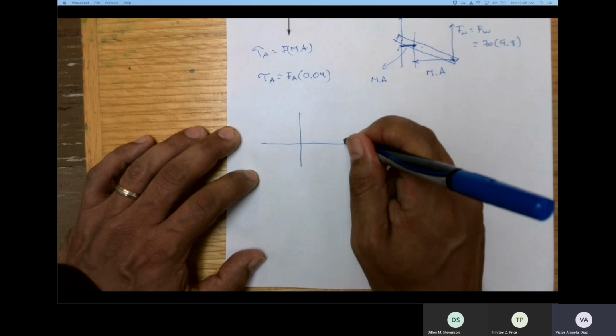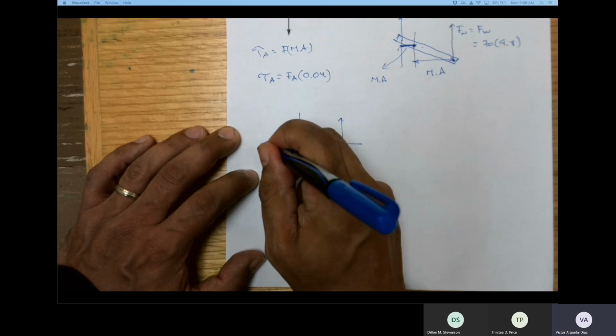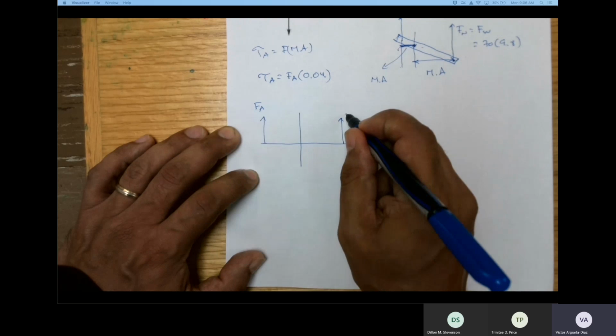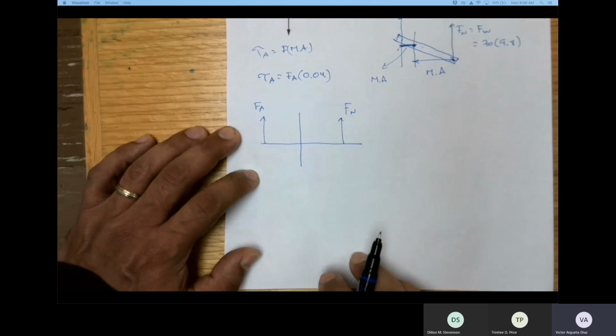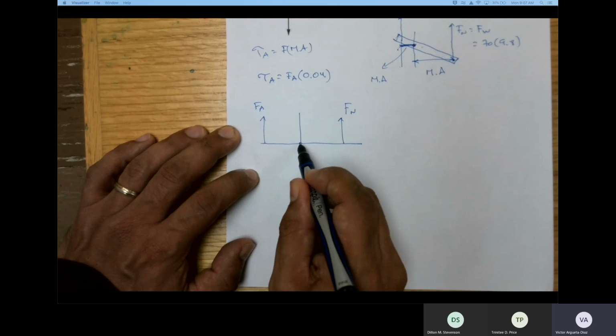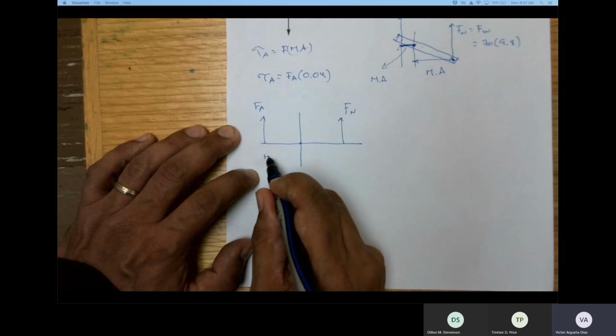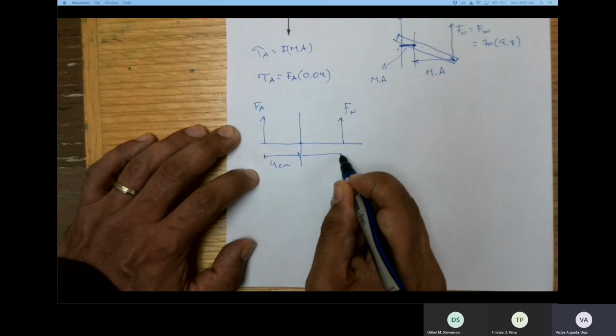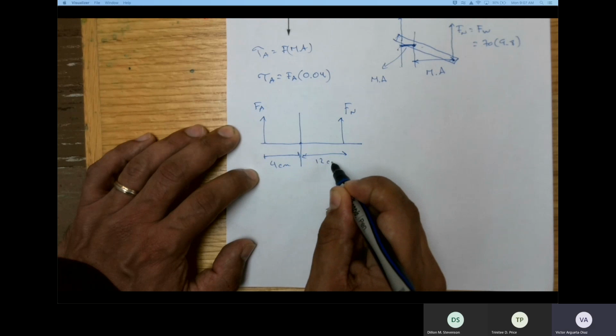And then here, I'm going to have two forces. This is going to be the force of the Achilles tendon. This is going to be the normal force. And it's not to scale. So this distance between the Achilles tendon and the joint is going to be 4 centimeters, and this one is going to be 12 centimeters.